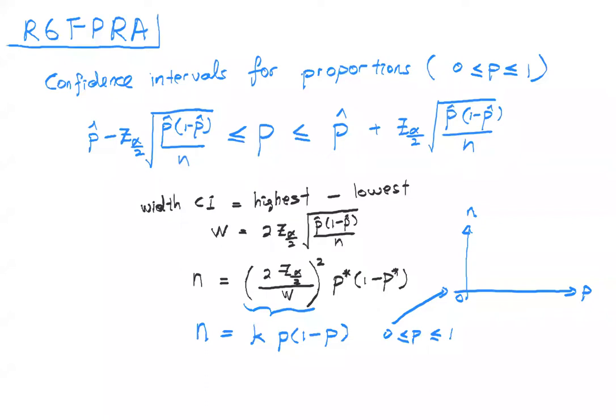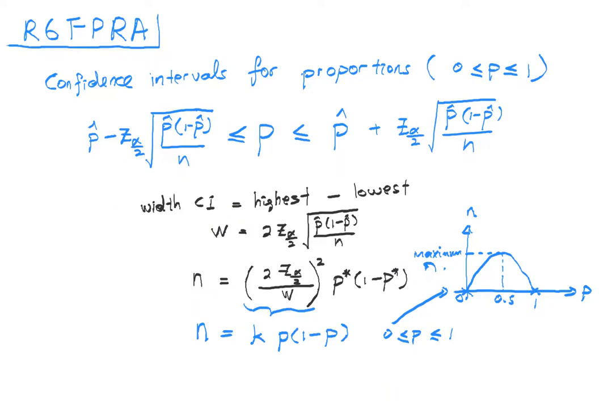You should know this is a quadratic when you expand, correct? So when P equals 0, N is 0. When P equals 1, N also equals 0. Am I right? So you get a graph that goes like that, and you know that this is the maximum sample size.